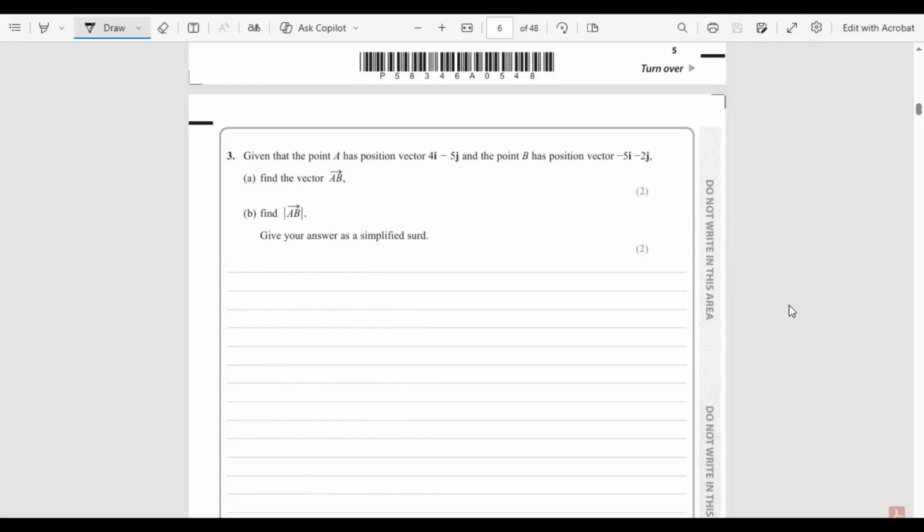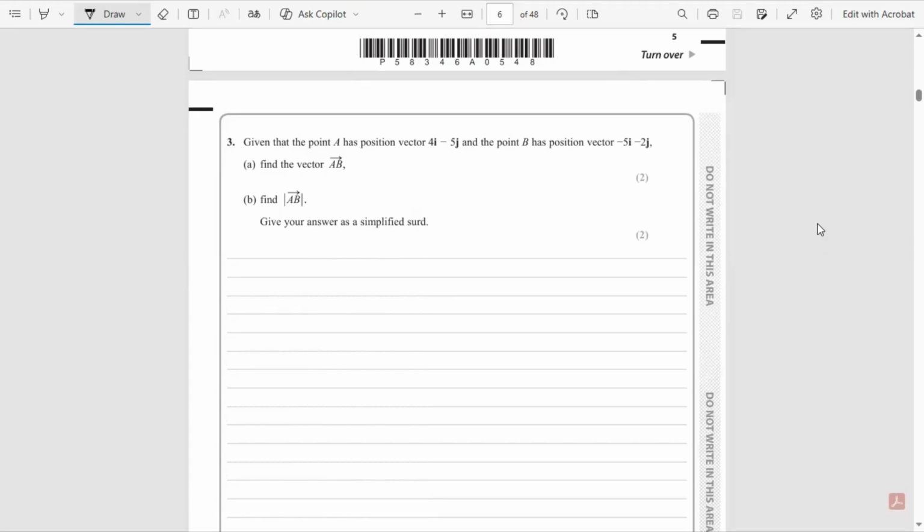Hi everyone. So in this video, we're going to work through a Year 12 vectors question from the AS 2018 paper. The question says, given that the point A has position vector 4i minus 5j and the point B has position vector minus 5i minus 2j, part A says find the vector A to B.